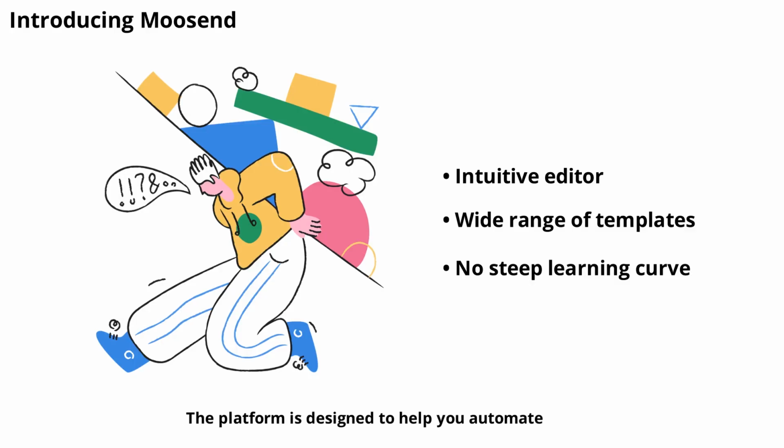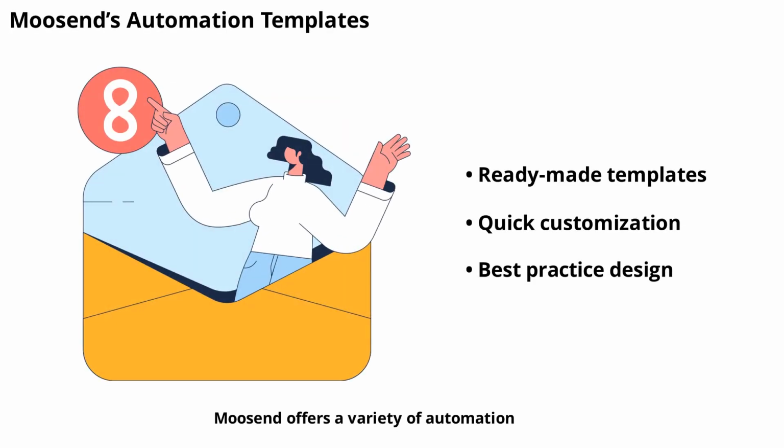The platform is designed to help you automate repetitive tasks and focus on growing your business, all without a steep learning curve. Moosend offers a variety of automation templates for common scenarios like welcome emails, abandoned cart reminders, and birthday greetings. You can select a template, customize it to fit your brand, and launch your sequence in minutes. The templates are designed to follow best practices, so you can be confident your emails will perform well. This makes Moosend a great choice for users who want to get started quickly and see results right away.